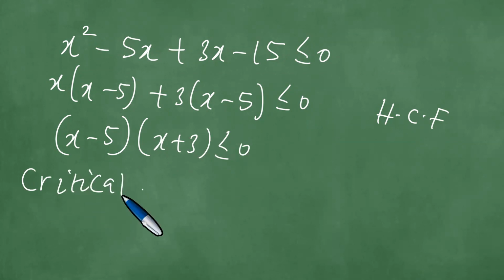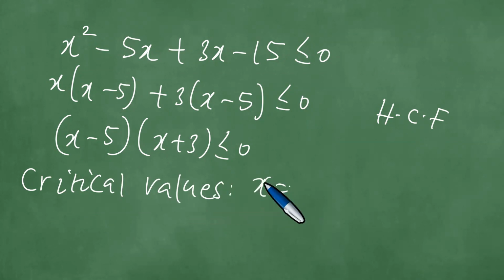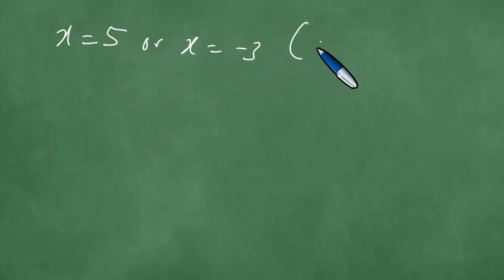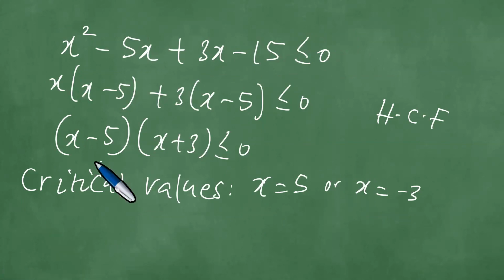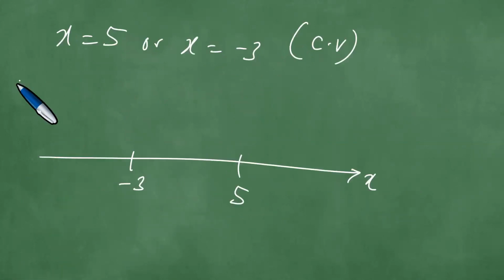We find what you call the critical values. What are the critical values? So x equals 5 or x equals minus 3. Right, so if we have x equals 5, x equals minus 3, these are the critical values. So we have minus 3, 5. And then now we have x plus 3, x minus 5, excuse me.